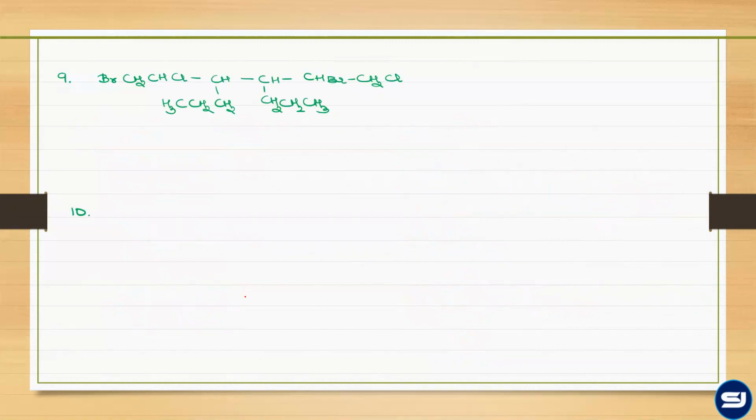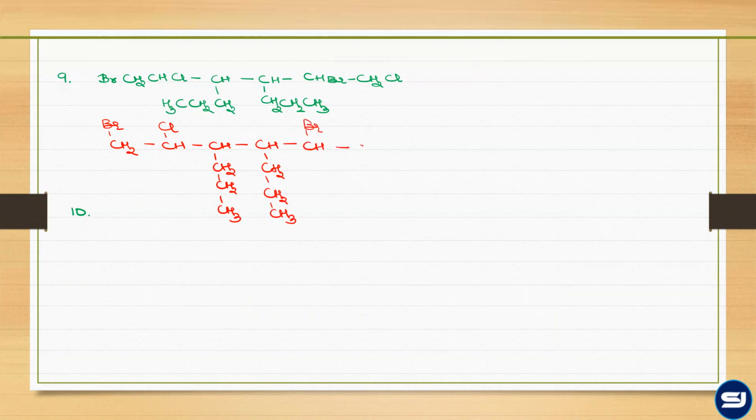Ninth one, the systematic name for the compound given. So you are being given a condensed form of a compound with the substituents of the propyl group. If I just rewrite the structure with the substituents shown properly, CH2 has Br, CH has Cl. The CH has the CH2, CH2, CH3 propyl group, and the CH also has the CH2, CH2, CH3 propyl group. Then the CH has the Br and the CH2 has the Cl.